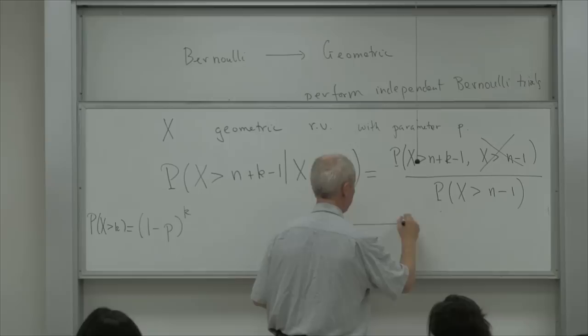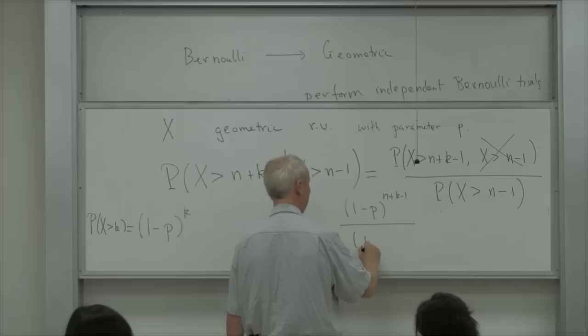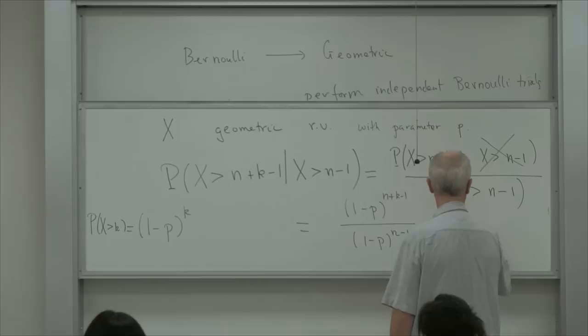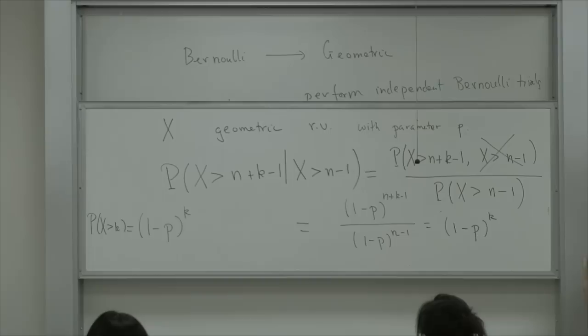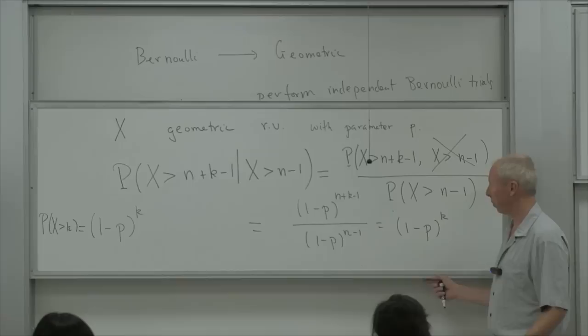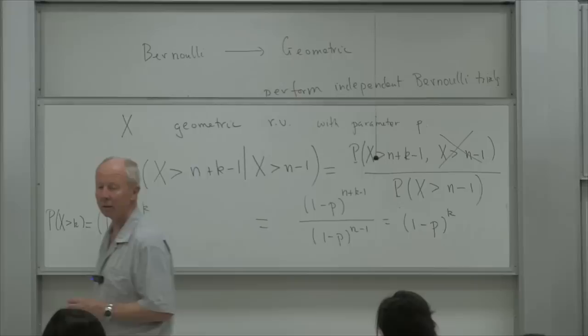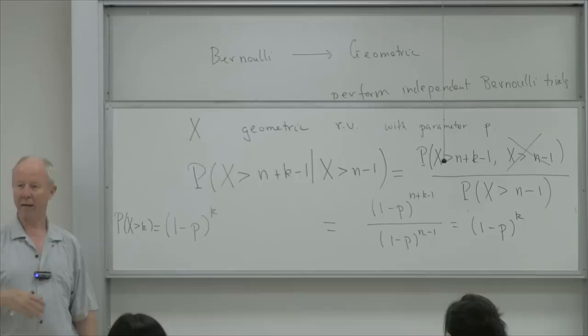Here we get 1 minus p to what power? And here we get (1 minus p) to the k, which was the probability you have to wait k trials. Or let me be a little more careful. It's the probability that you don't get a success in the first k trials. So the probability you have to wait k more trials, even after you've gone n minus 1 trials, is the same as though you're starting from the beginning.